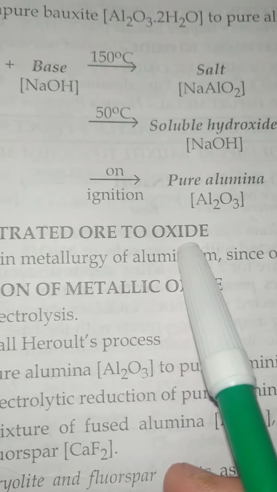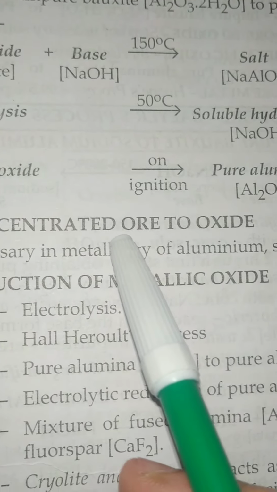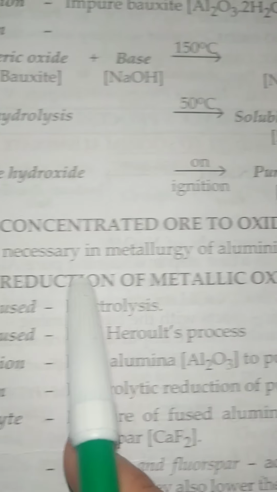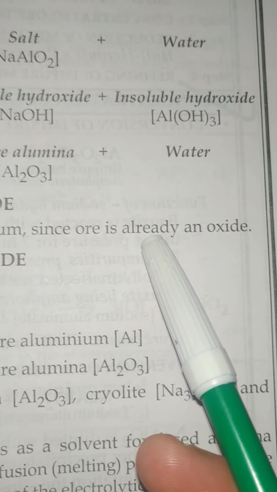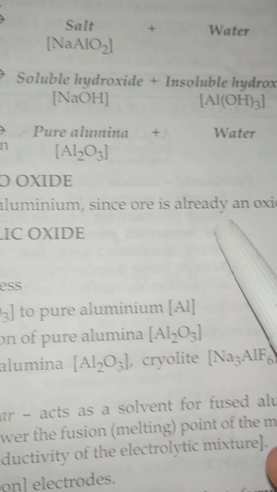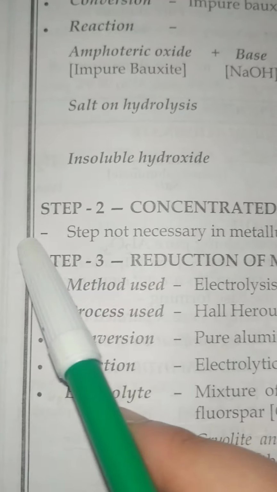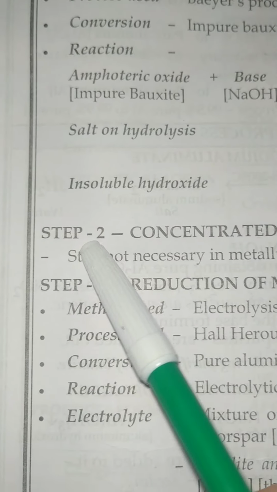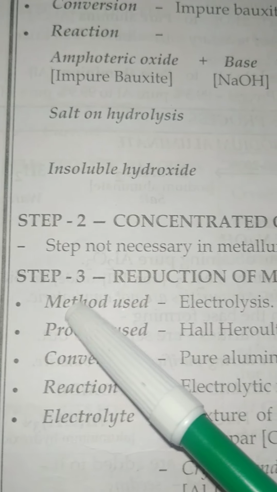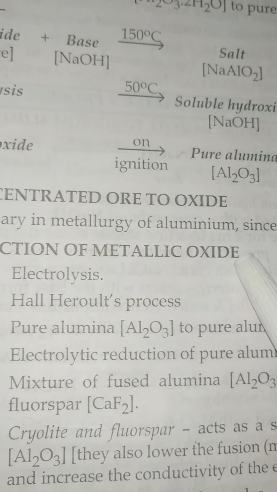concentrated ore to oxide. That concentrated ore will be converted into oxide. This step is not necessary in the metallurgy of aluminium because the ore is already an oxide, so this step is excluded from the extraction of aluminium. Then we will directly move to the third step, the reduction of metallic oxide.